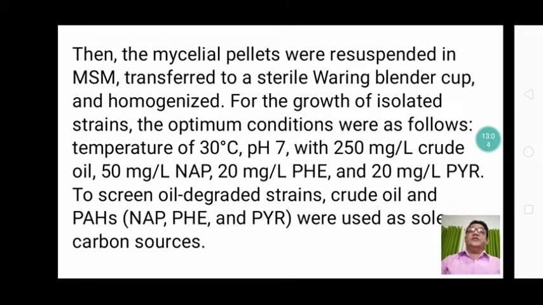For the growth of isolated strains, the optimum conditions were as follows: temperature of 30 degrees Celsius with a pH of 7, with 250 milligram per liter crude oil, 50 milligram per liter naphthalene, 20 milligram per liter phenanthrene, and 20 milligram per liter pyrene. To screen oil-degrading strains, crude oil and the polycyclic aromatic hydrocarbons naphthalene, phenanthrene, and pyrene were used as sole carbon sources.